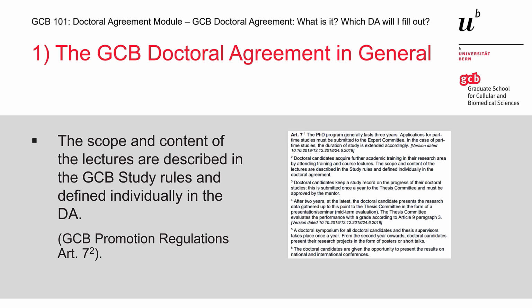According to the GCB Promotion Regulations Article 7, Paragraph 2, the Doctoral Agreement contains the scope and type of the taught courses that the candidate must attend, as well as further training and additional courses. Additional courses may be required by the expert committee to ensure that the doctoral candidate has a well-rounded standard of academic training.